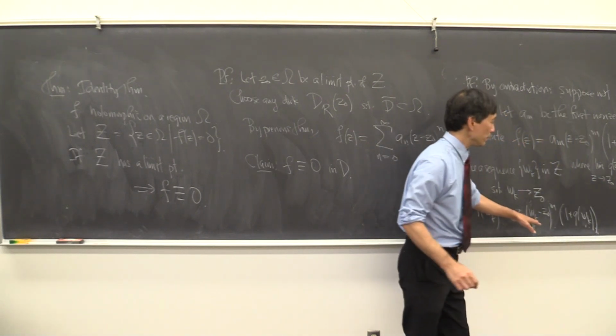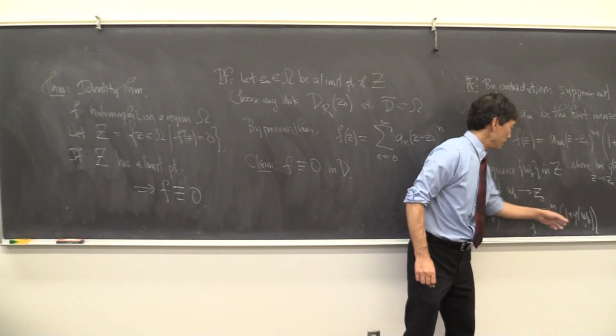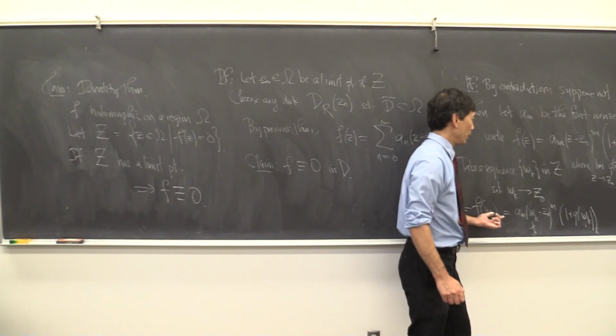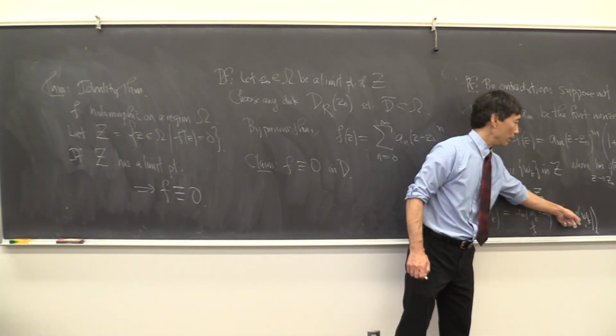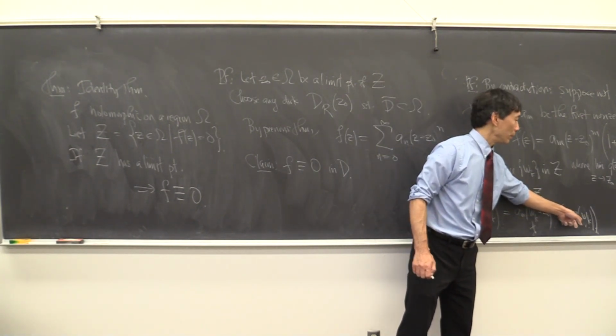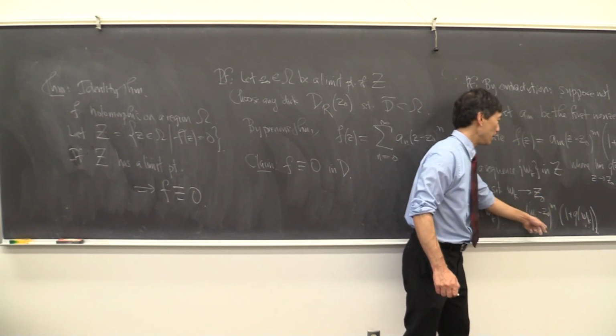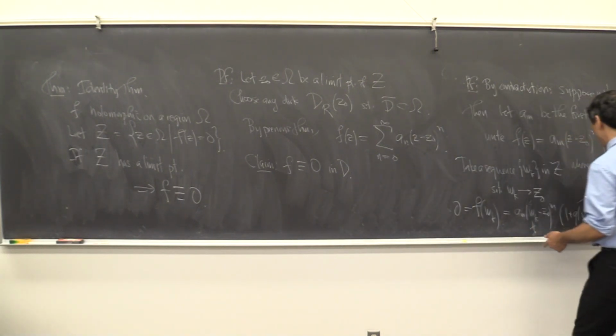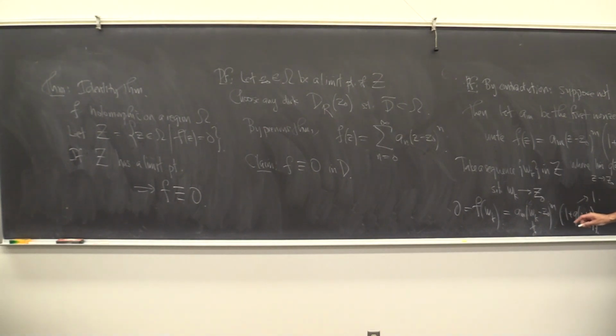And so we get something like this, right? But as the wk's go to z naught, this term is going to approach 1. And so you have something non-zero times something that's non-zero equaling something that's 0, and so that's a contradiction.